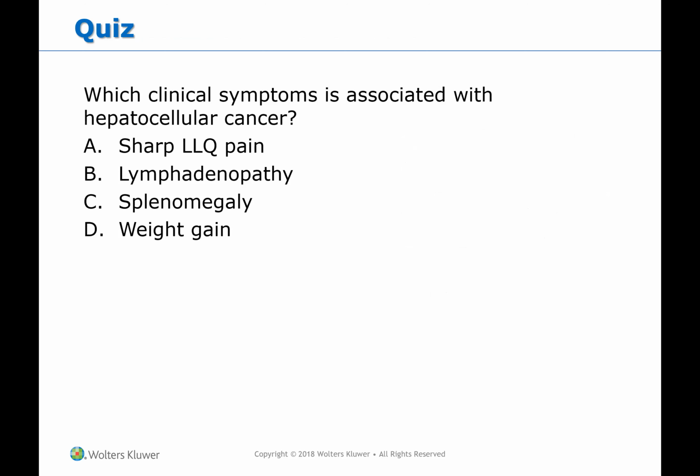Which clinical symptom is associated with hepatocellular cancer? A, sharp left lower quadrant pain. B, lymphadenopathy. C, splenomegaly. D, weight gain. So weight loss is one. Nausea, vomiting, right upper quadrant pain, pruritus, splenomegaly, a palpable mass, hepatomegaly, jaundice, and ascites. So C is correct, splenomegaly.